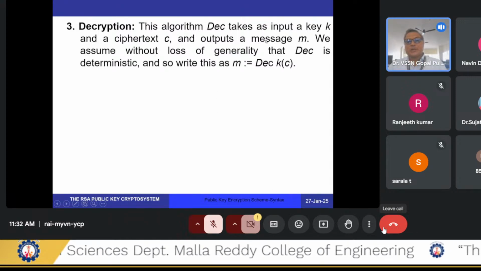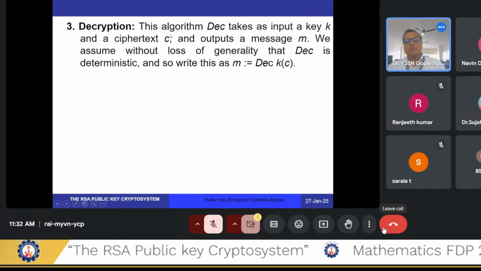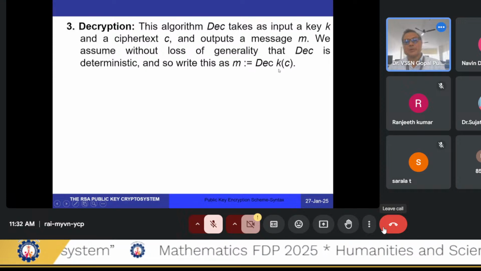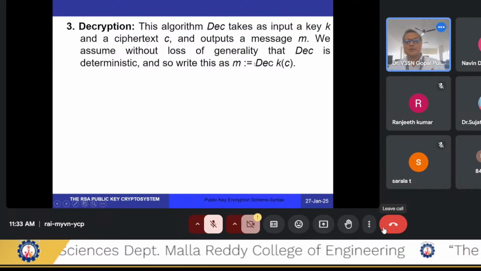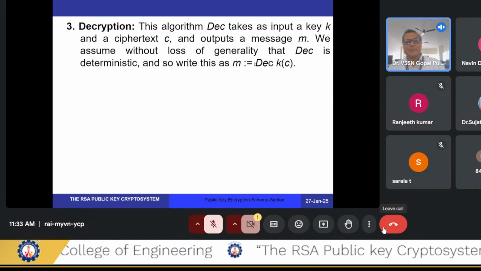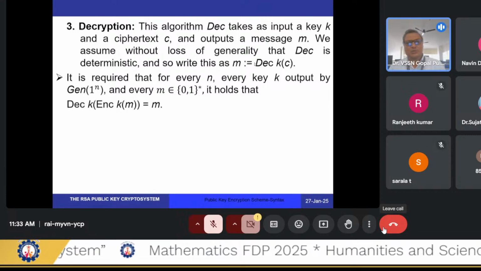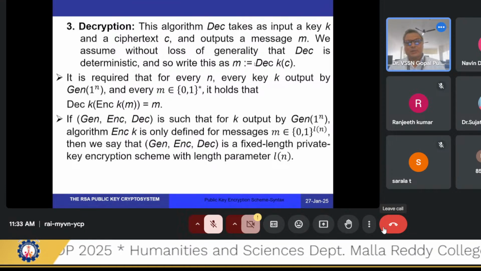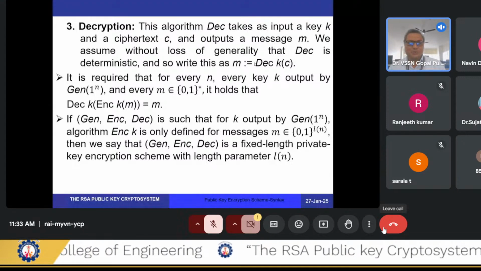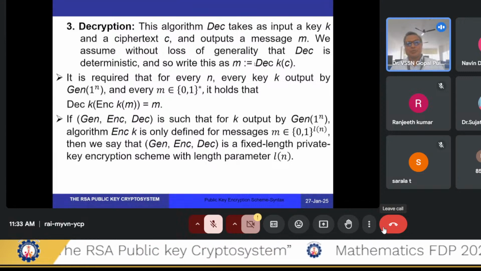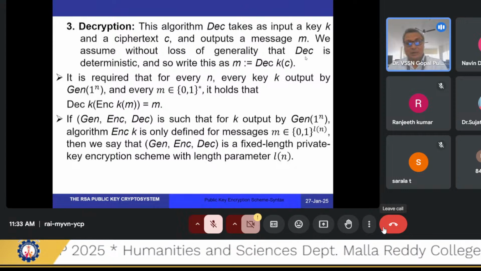So in this decryption algorithm, it takes the input as the key k and the ciphertext c, and it outputs the message m. As we know, plaintext is encrypted and ciphertext is decrypted. These are a few points which one can notice about any general public key encryption scheme.